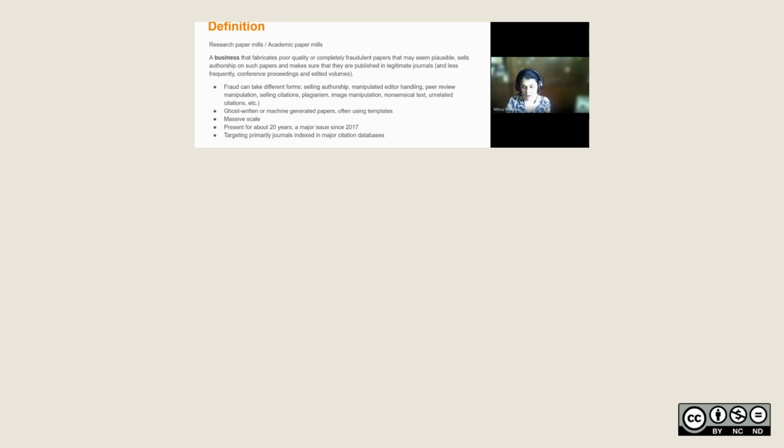But basically, for example, none of the librarians is trained specifically to detect this kind of issues. So we also had to train ourselves by reading blog posts and research papers and news items. The problem has been present for about 20 years. People are not sure when exactly it appeared. It's a problem that appeared in the era of digital publishing, but it became a major issue since 2017.